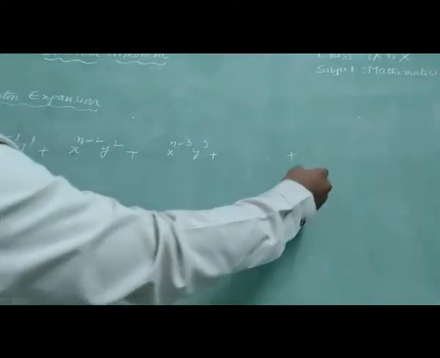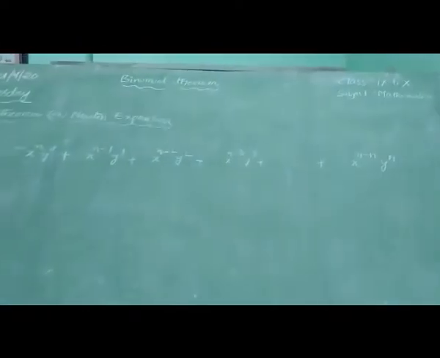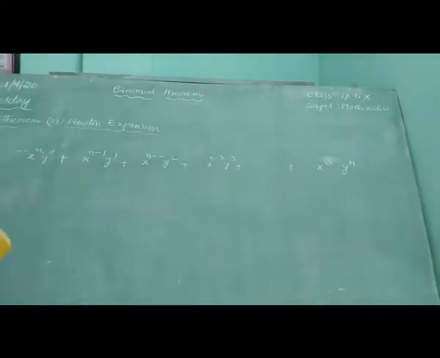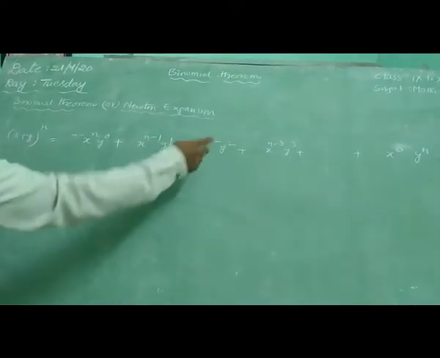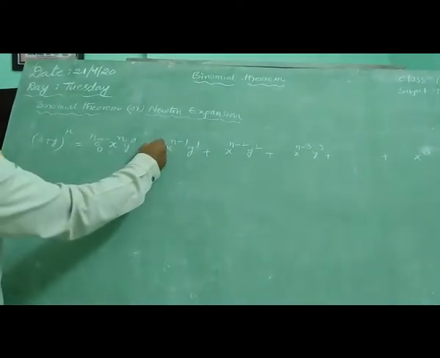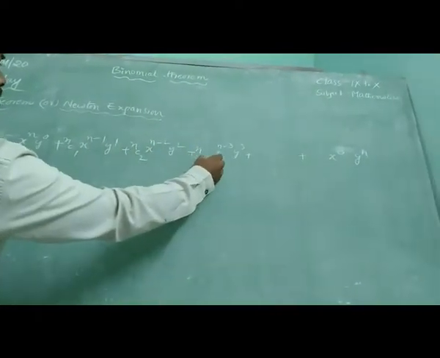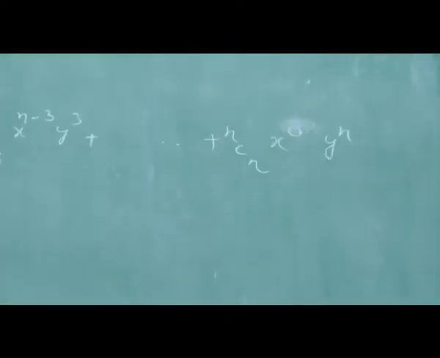And the last term, x to the power of n minus n, y to the power of n. So x to the power of n minus n means its value is 0. And in the last term, the exponent of x is 0. What are the coefficients here? Here coefficients are indicated by nC0, nC1, nC2, nC3. The last term, the coefficient is nCn.